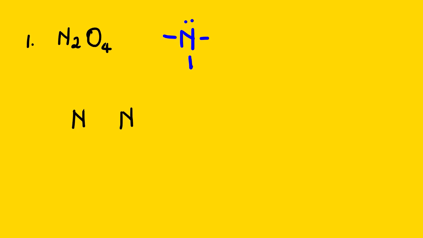So in this case, we can just form a single bond between nitrogen and nitrogen. This will be the first nitrogen, this will be the second nitrogen. And then from there, we can see that we have 4 atoms of oxygen. So we can start by aligning our oxygens like this. Now, doing it like this, forming single bonds, we can put our oxygens here.